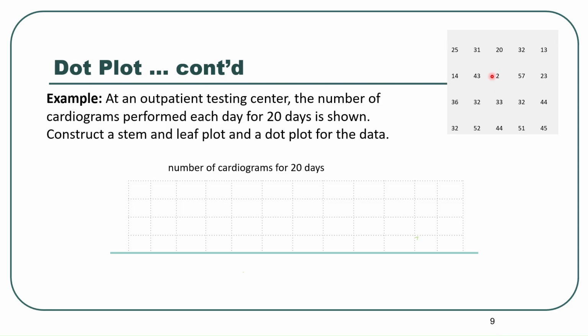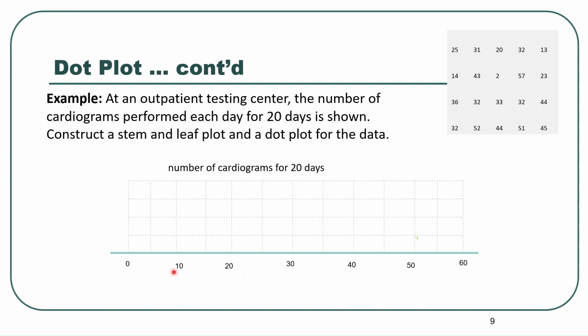Here I can spot the 2. This is the smallest value, and the largest one would be 57. So I will put on my data line values from 2 to 57, and I can pick a scale here, like each 1 centimeter. Suppose this is 1 centimeter, okay, and this is another 1 centimeter. So each 1 centimeter could be represented by 10 units. How about that?